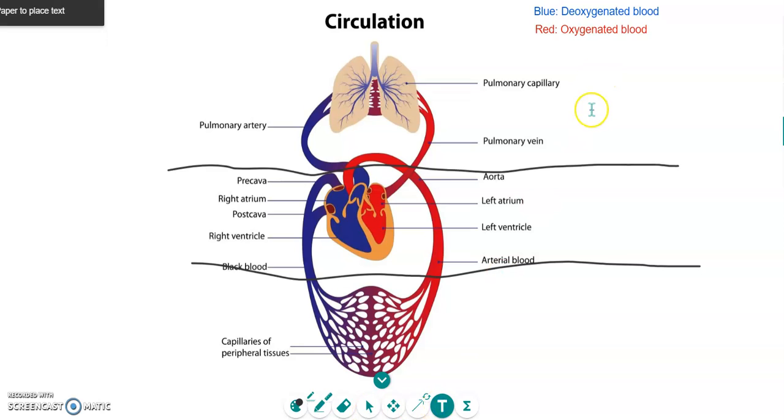Here we have the pulmonary circulation. Pulmonary just means associated with the lungs. So when I say pulmonary circulation, I mean the circulation from the heart to the lungs. We also have the systemic circulation, which just means to the rest of the body.